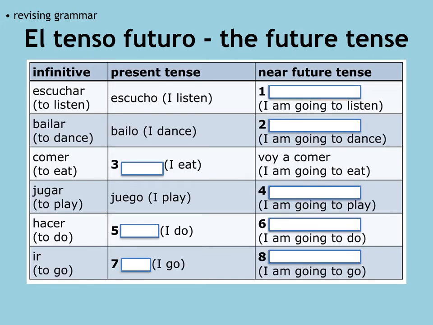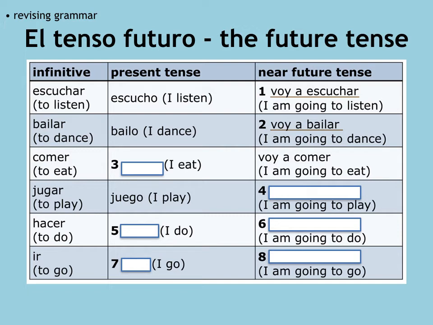Vale, las respuestas, the answers. Okay, so this is the same table, it's just in a slightly different format. Let's have a look at the answers. So the first thing you needed to do was give the near future tense, top row, I am going to listen, and your answer should have been voy a escuchar. So voy a plus the infinitive to listen, voy a escuchar. Number 2, I am going to dance. Well, you've just done I am going to listen, so what do you think it's going to be? It would be voy a bailar. Okay, is it making sense now?